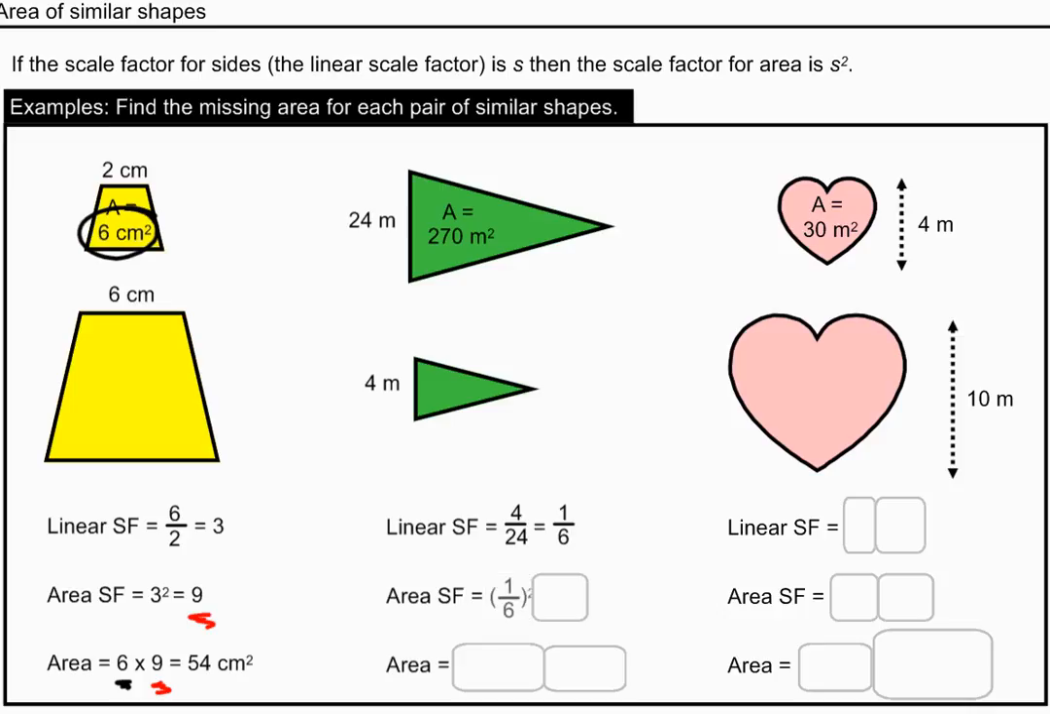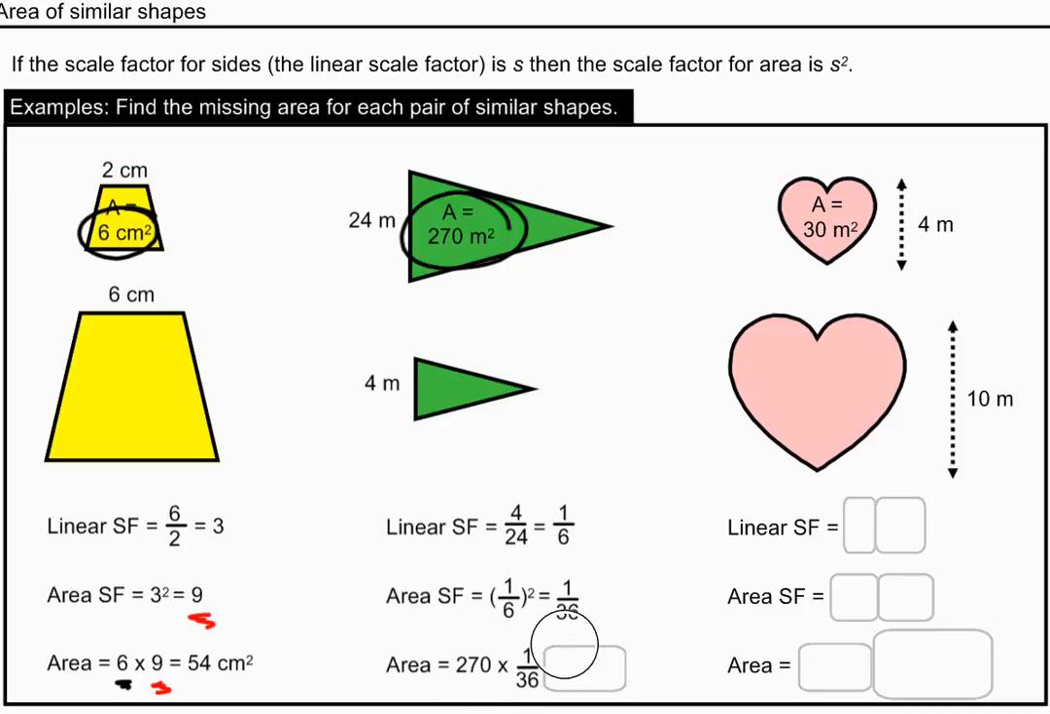So my area scale factor is 1/6 squared. Squaring 1 on the top would give me 1, 6 on the bottom, 36. So it means my area for the smaller one is 1/36 of 270. I need to take that 270 and times it by my scale factor of 1 over 36.